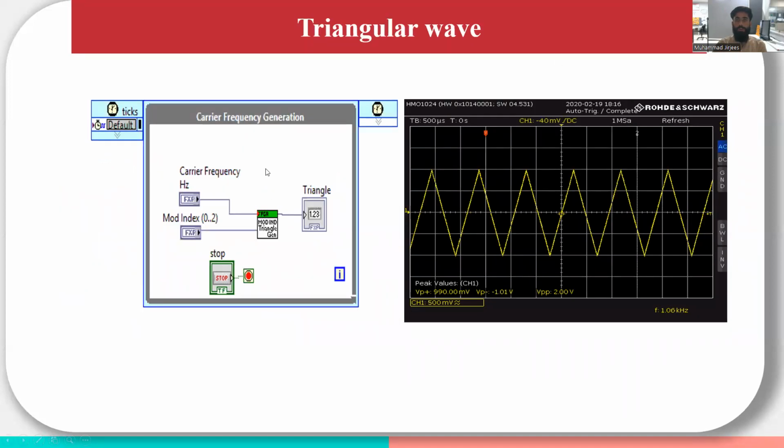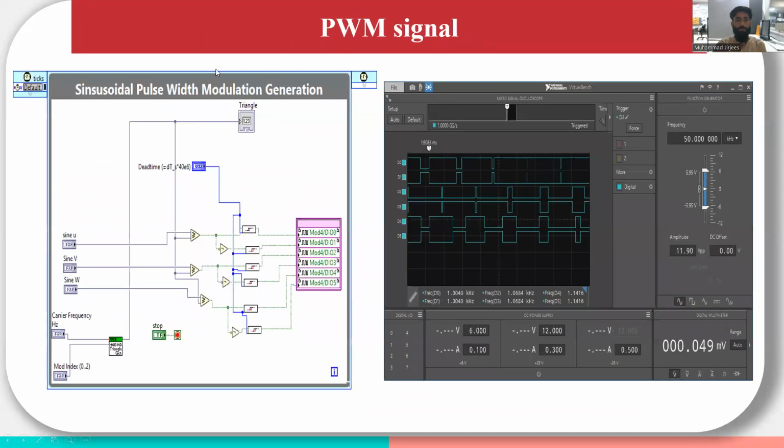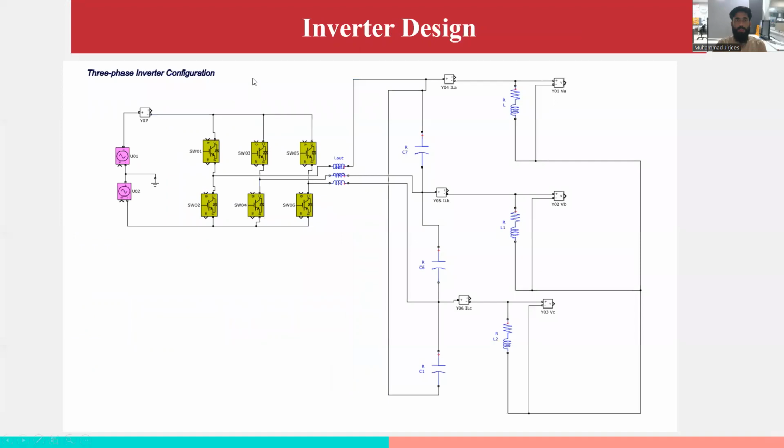Then comes the carrier frequency generation, and for that, the carrier frequency and modulation index blocks are responsible, and they give us a triangular wave that can be clearly seen in our output diagram. Then we generated the PWM signals using certain logic, and the output can be clearly seen in the diagram.